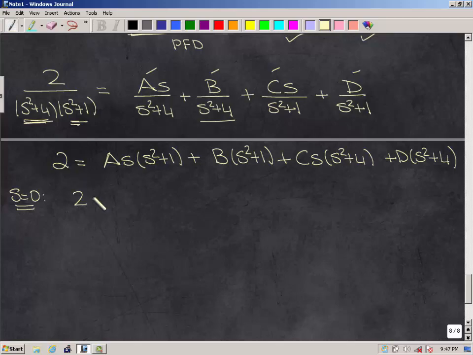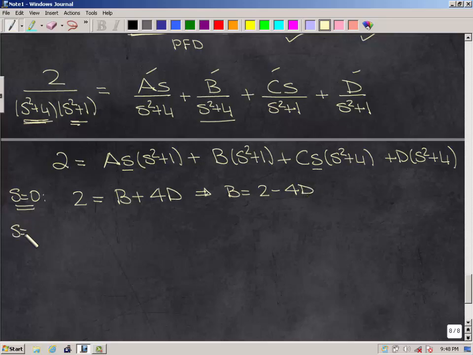So on the left I get 2. Anywhere you see an s, this is gone. Here, the A and C are gone, so you just get B plus 4D. That's pretty nice, because what does that tell me? B is equal to 2 minus 4D. So as soon as you find D, you'll know B. So that's nice to do.